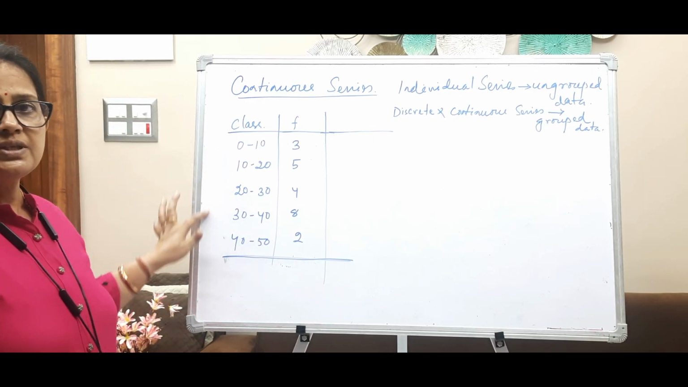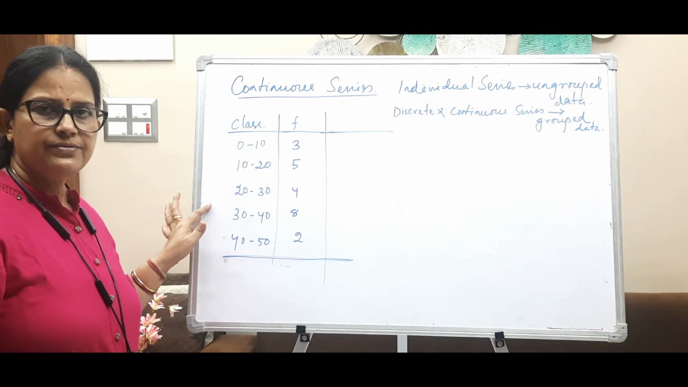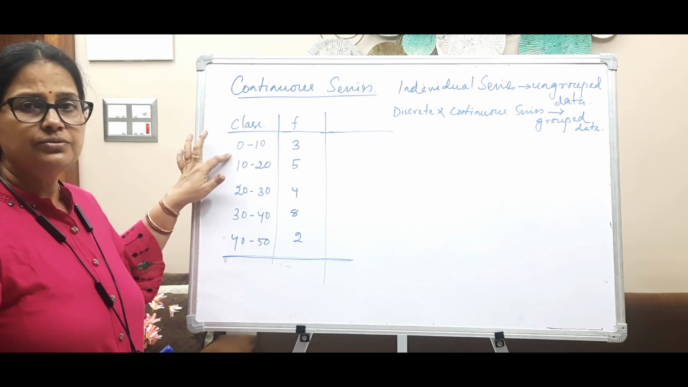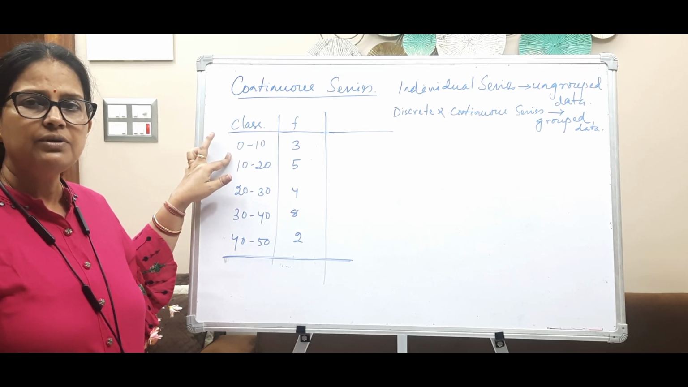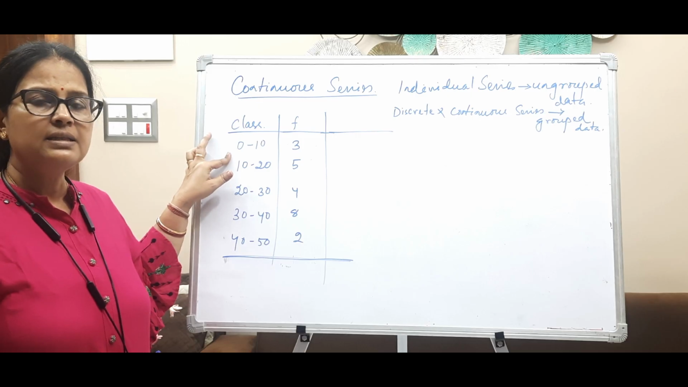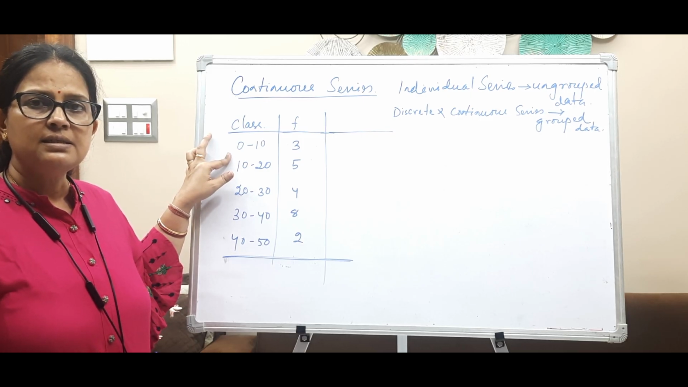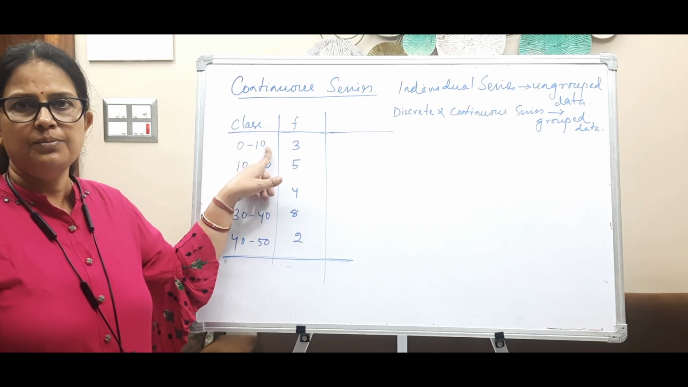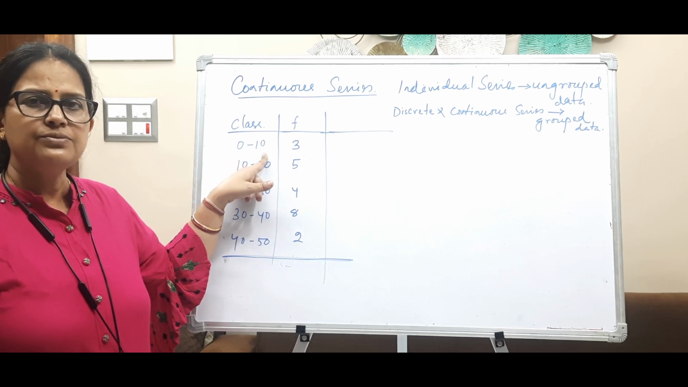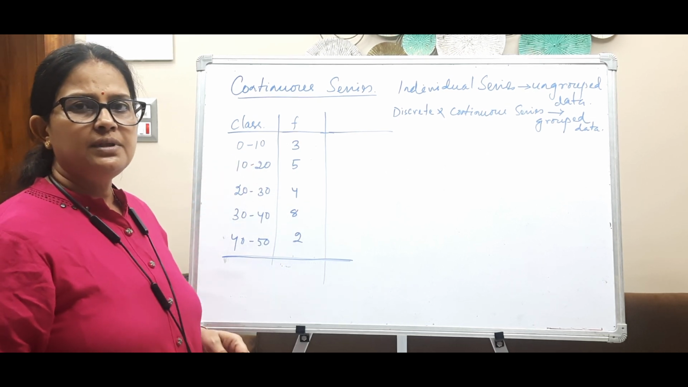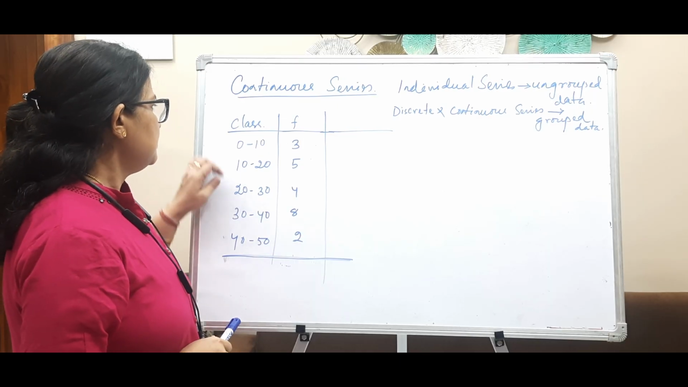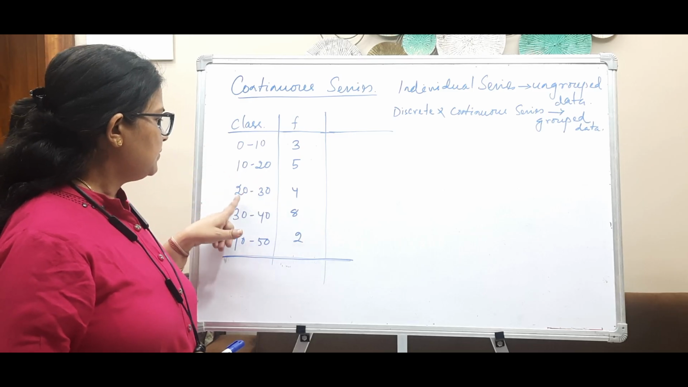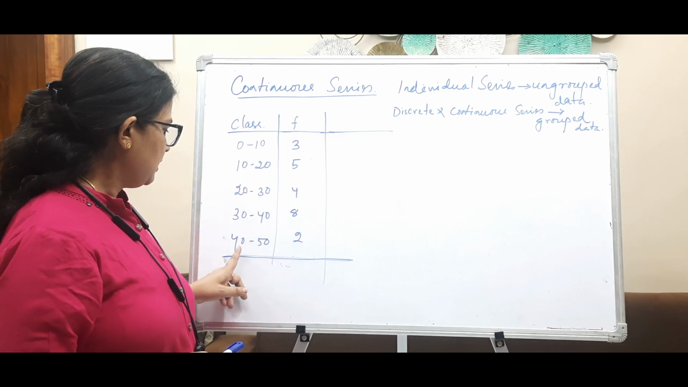I have taken one question here. This is an exclusive series question. Here, the range of the data is given because, as we have already discussed in our previous class, continuous series is within a range. This is called the lower range and this is the upper range. So within a range, we have the continuous series. The question is 0 to 10, 10 to 20, 20 to 30, 30 to 40 and 40 to 50.